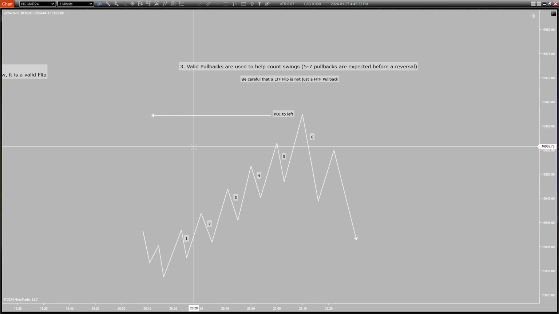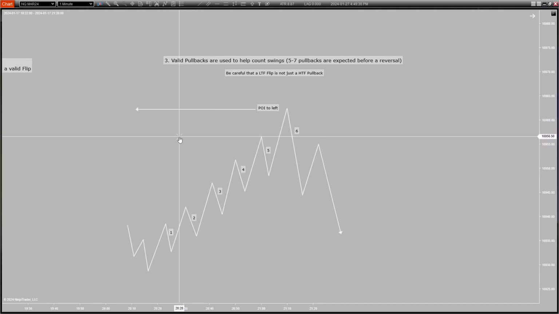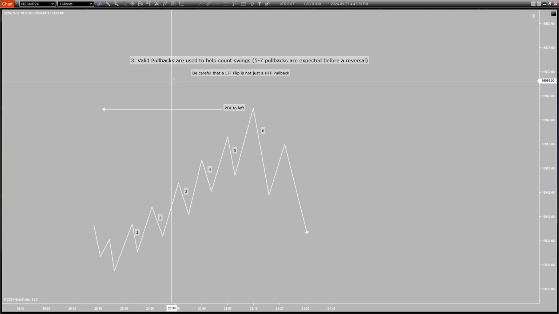And then the third thing that I've noticed you can use valid pullbacks for is that valid pullbacks are used to help count swings, right? One thing I want to quickly note with counting swings is that it's not exact, like it must be a valid pullback and then a valid break of structure and then that's our one swing. It's more of a feel thing. It's more like, what size of swings do you see? Even if it's a valid pullback and a valid breakout, what if they're just a few tiny ones here and then we get a swing like this, right?